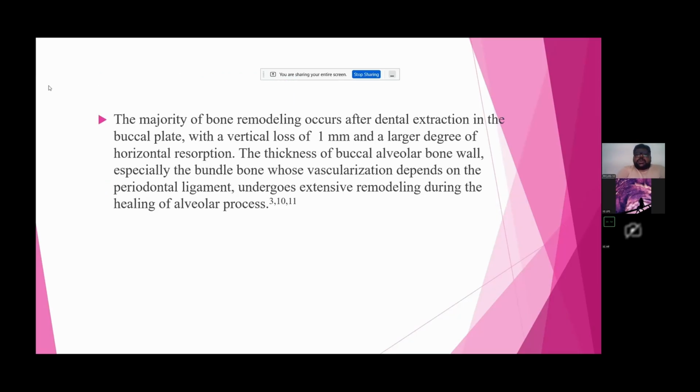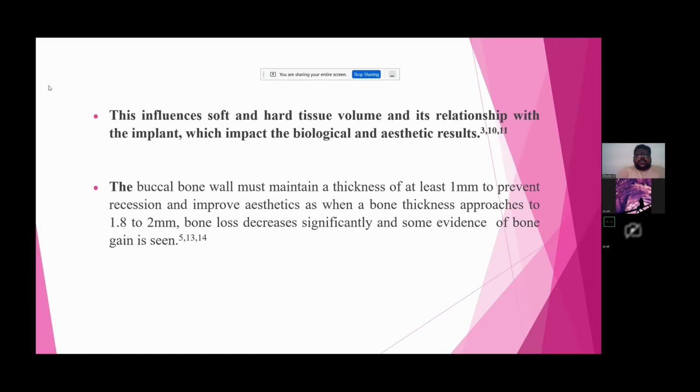The majority of bone remodeling occurs after dental extraction in the buccal plate, with a vertical loss of 1 mm and a larger degree of horizontal resorption. The thickness of the buccal alveolar bone wall, especially the bundle bone, whose vascularization depends on the periodontal ligaments, undergoes extensive remodeling during the healing process of the alveolar bone.